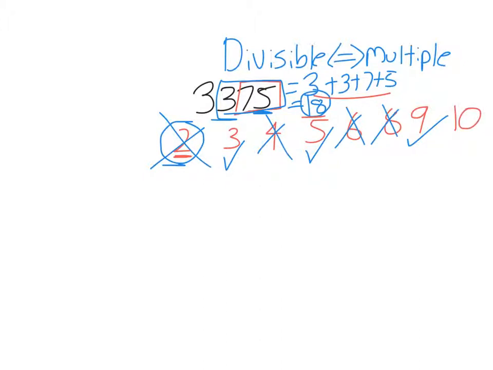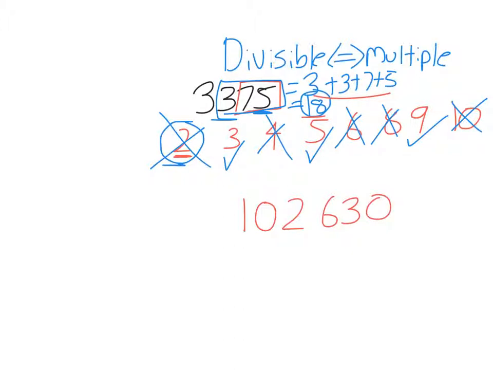To check if a number is divisible by 10, you just look at the last digit. If it's 0, the number is divisible by 10, otherwise it is not divisible by 10. Let's now look at the number 102,630.